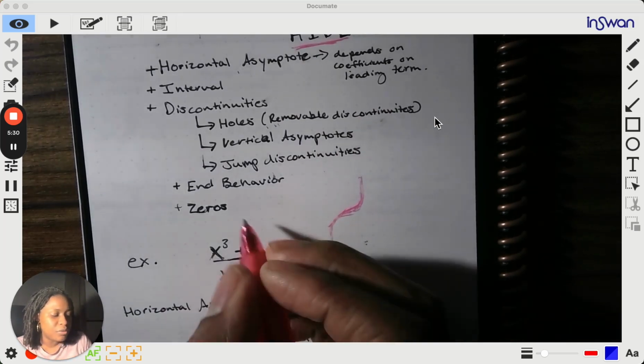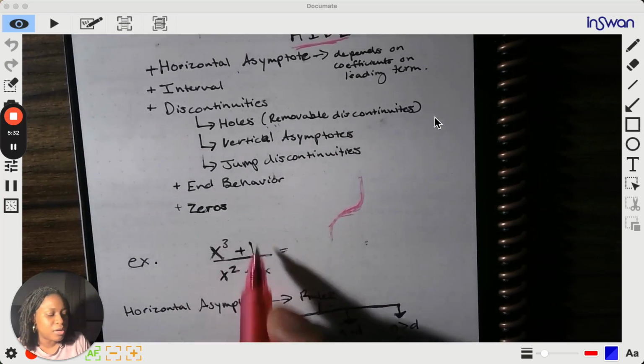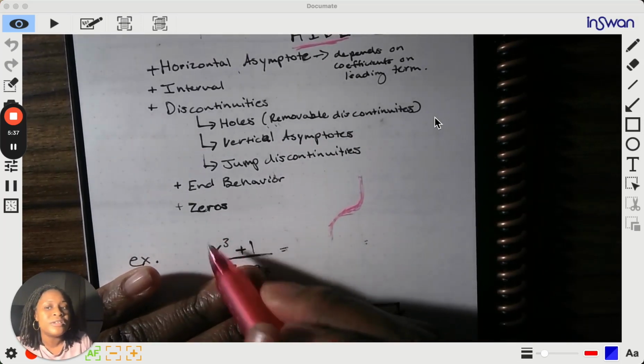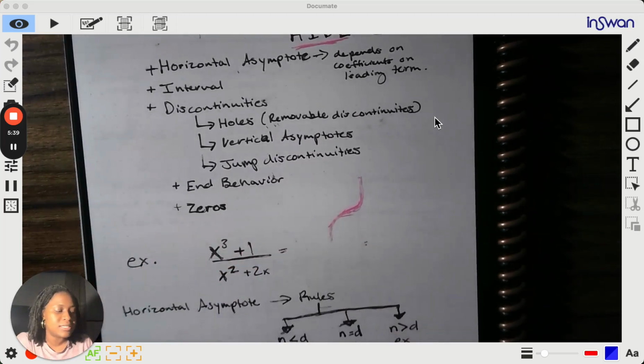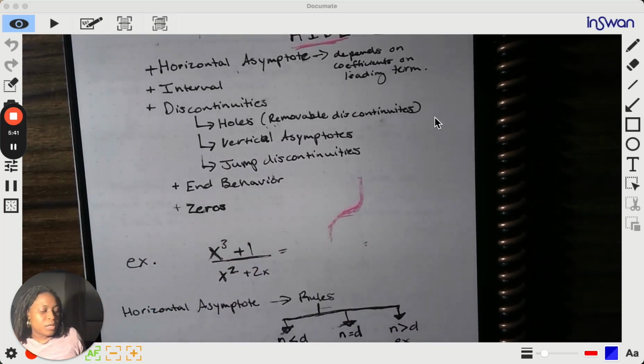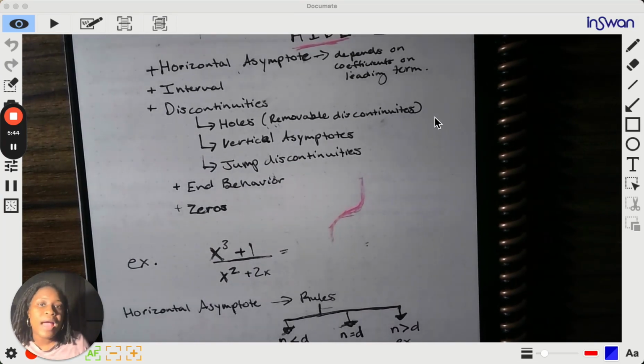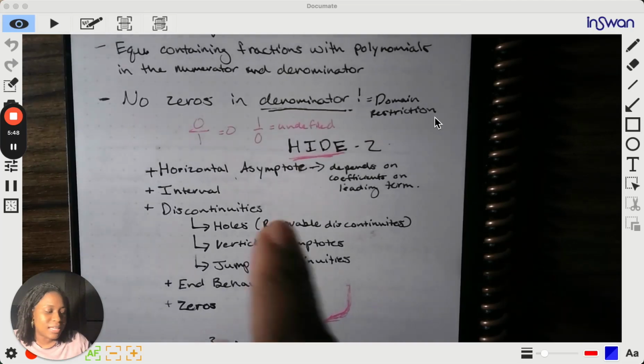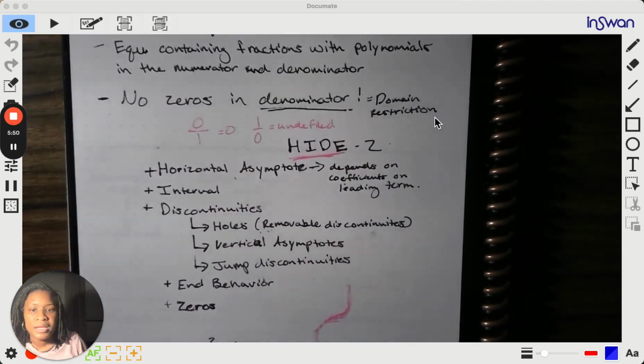And then zeros. Your zeros are based upon your numerator function, so you solve for the zeros of x right here to get said zeros. All right. So that is an explanation of rational equations, the basics of it. We have HIDE-Z, all the different things we solve for with these. And in the next video, I'm going to do a practice problem.